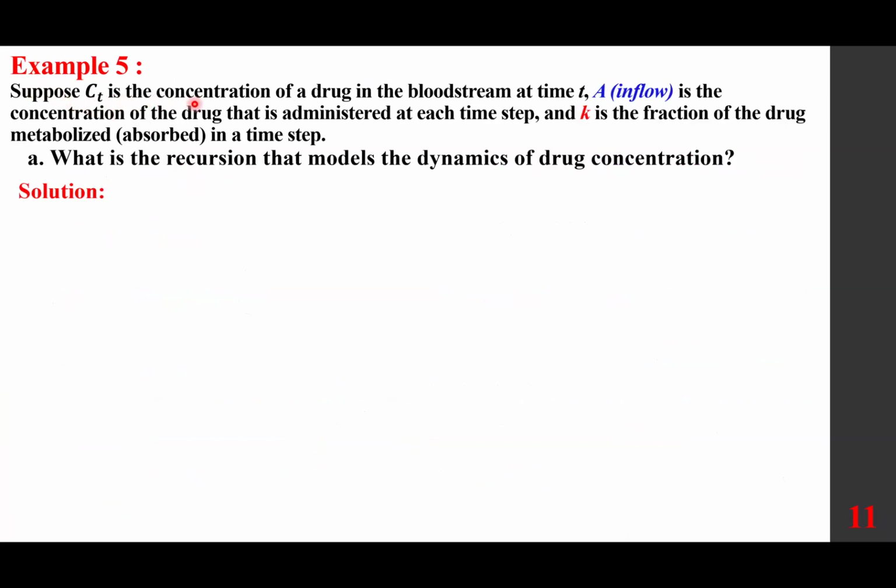Suppose C sub t is the concentration of a drug in a bloodstream at time t. A, the inflow, is the concentration of the drug that is administered at each time step. And K is the fraction of the drug that is absorbed in a time step. What is the recursion that models this dynamic? First, let me explain the concept.